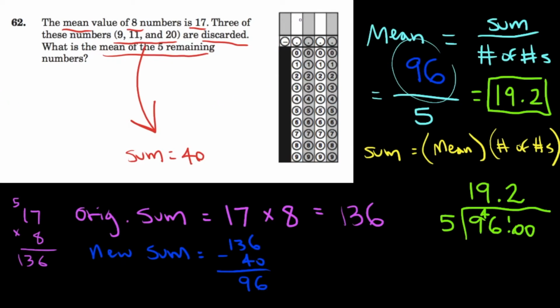We bubble it in like this. The decimal point gets its own column, and then we bubble in the appropriate number in each column. In this case, we bubble in the decimal point. And there you have it.